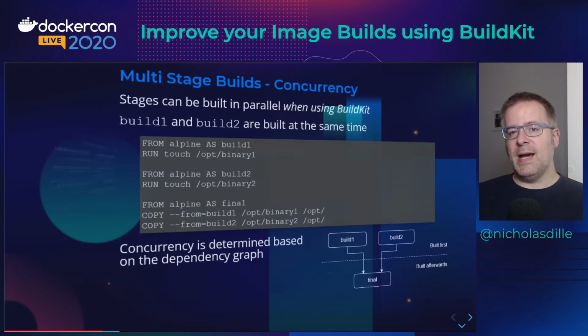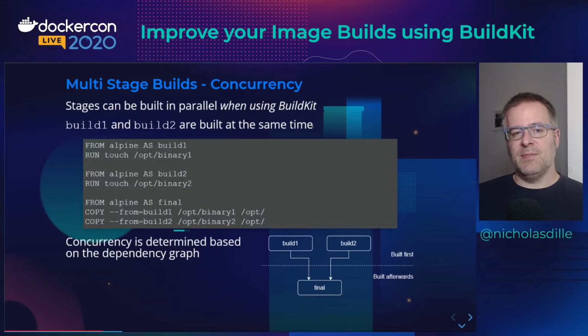But when you add BuildKit to the mix, you get concurrency. So consider this Dockerfile on the slide. It has 3 stages, build1, build2, and final. When BuildKit comes across a multi-stage build, it will analyze the Dockerfile and create a dependency graph. And this dependency graph will tell it that the stages build1 and build2 can be run in parallel because they don't depend on each other. But the final build stage depends on build1 and build2. So the final build stage cannot be executed in parallel to build1 and build2, but has to wait for the other 2 stages to finish before it can execute.